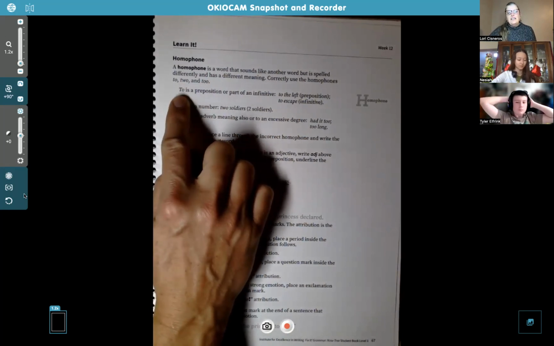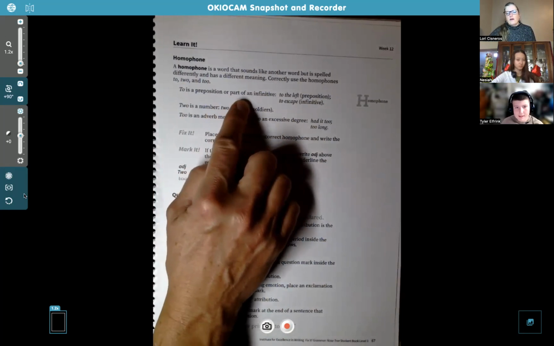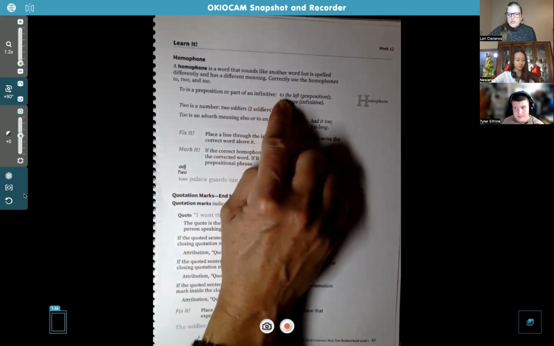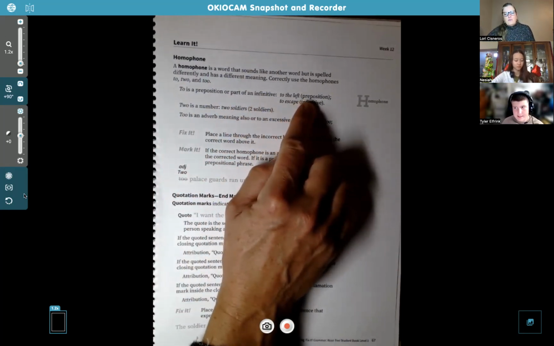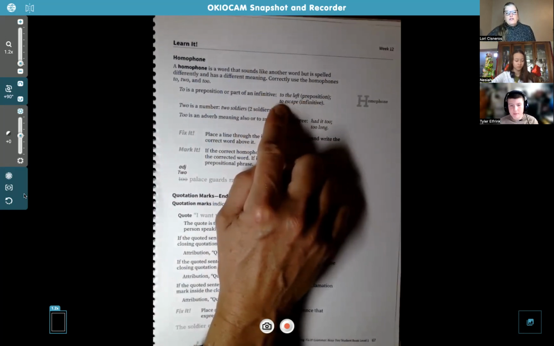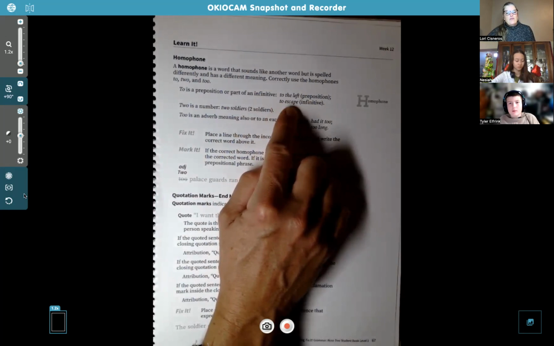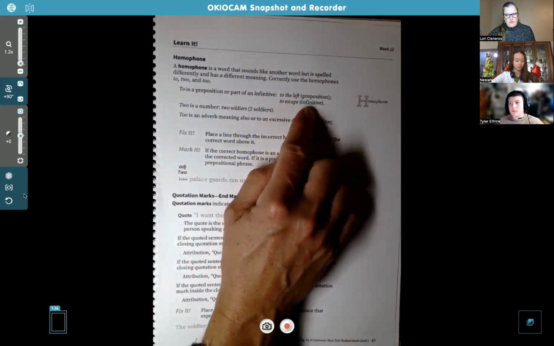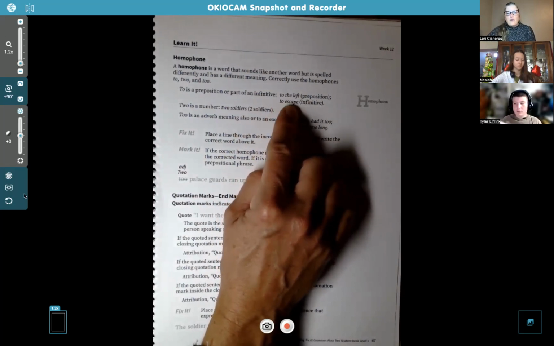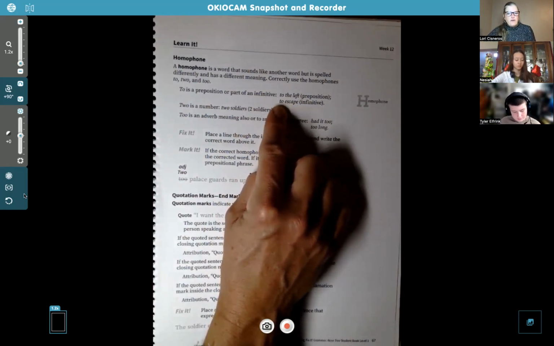So the first one, to, right here, is a preposition or part of an infinitive. Like to the left is a preposition, and that's actually a prepositional phrase. And then to escape, when it's next to a verb like that, is called an infinitive. It's not actually, so that word escape would not be a verb because it has the word to in front of it, to.